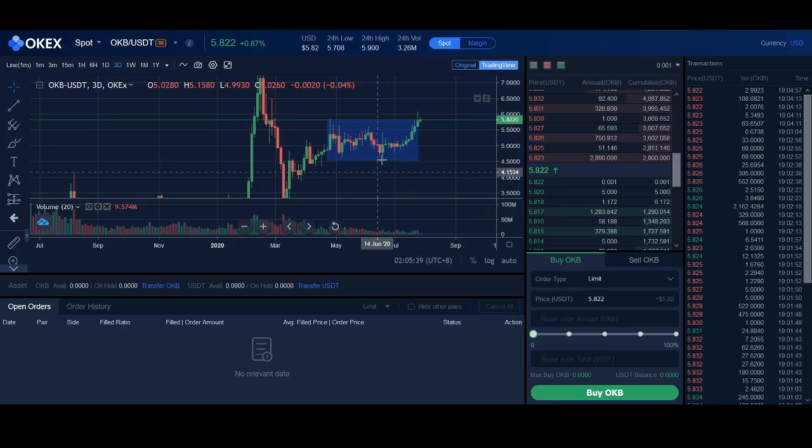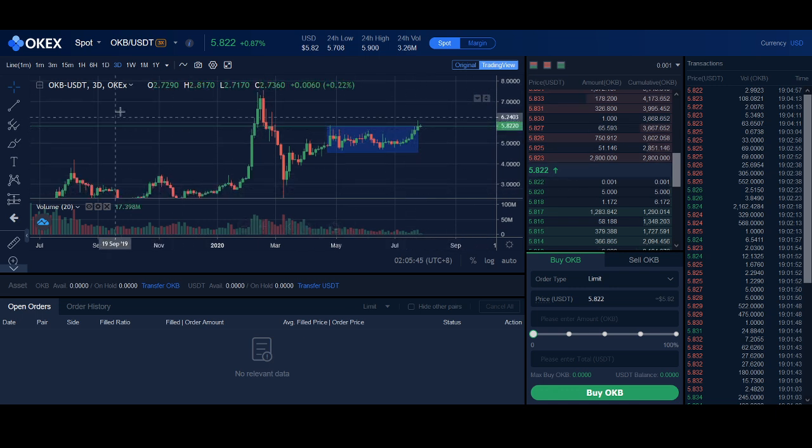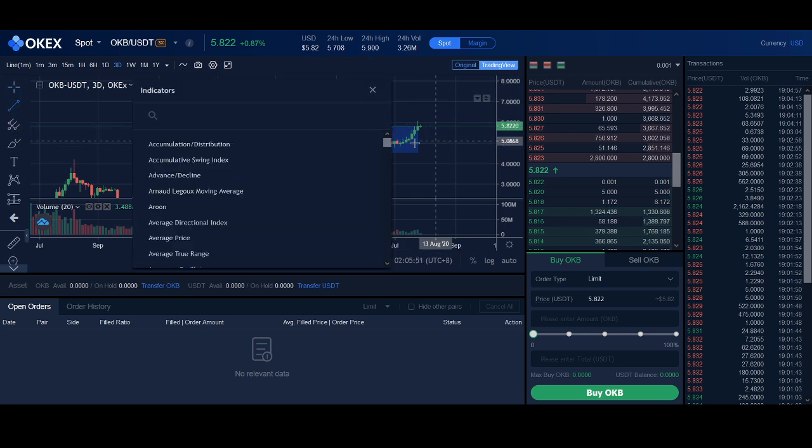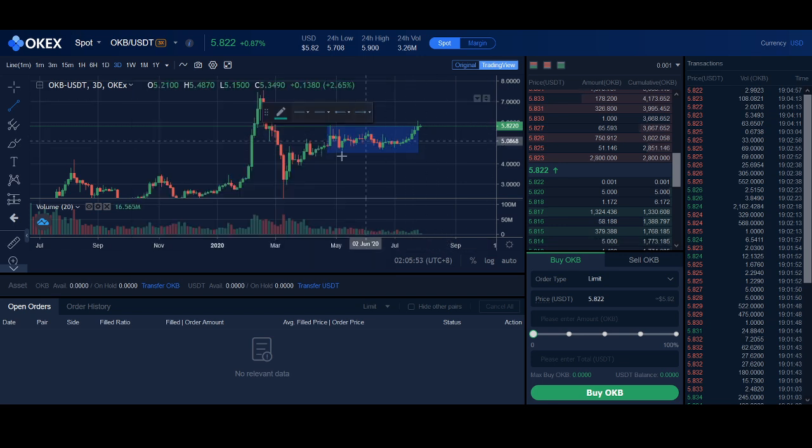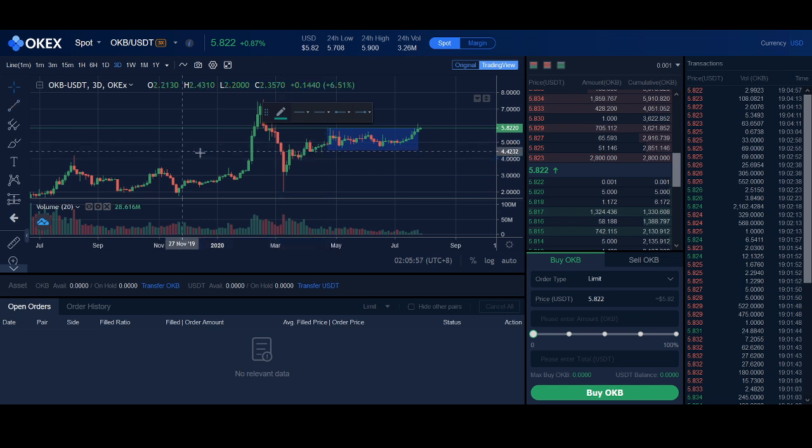But this is a token I talked about, and it's potentially breaking out now. I do like this, and this is TradingView, so you can add any indicators you want. Their platform is very good. It's just TradingView, so if you use TradingView you should be able to use this. And I do like their interface, you can do your technical analysis very quickly.